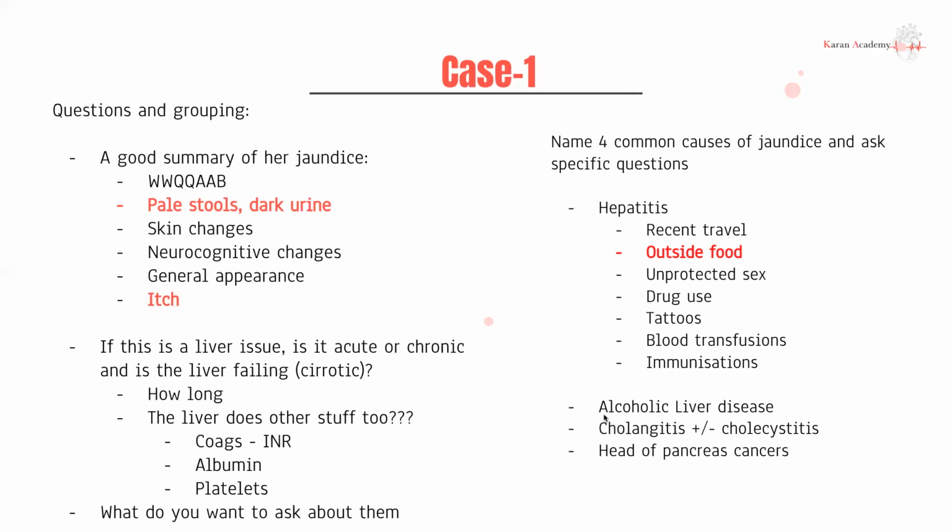He then also notes that other causes of jaundice include alcoholic liver disease. He doesn't have a florid alcoholic history. You then also have cholangitis plus minus cholecystitis, because the two can happen together. And then head of pancreas cancers as another cause. And it would be good to ask about things like fevers, weight loss, night sweats, which would help tie the entire thing together.